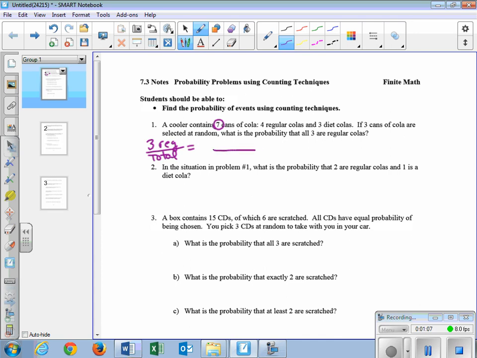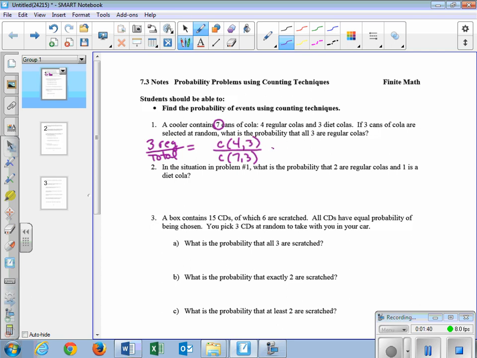Does it matter in the order that I select the cans of soda out of the cooler? And nobody's here to answer my question, so I'll answer it myself. The answer is no, the order does not matter. So I'm going to be doing a combination of 7 choose 3. Now in the numerator, I need 3 regular sodas or colas out of the cooler. How many regular colas do I have to choose from? Well, I have 4, and I need to pick all 3 of those.